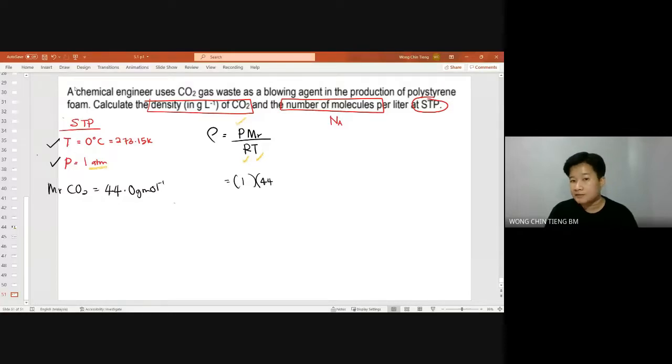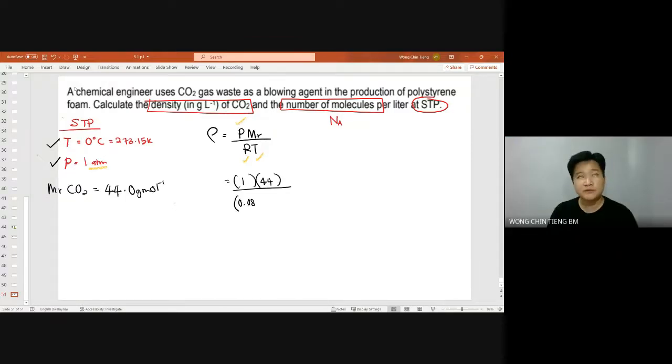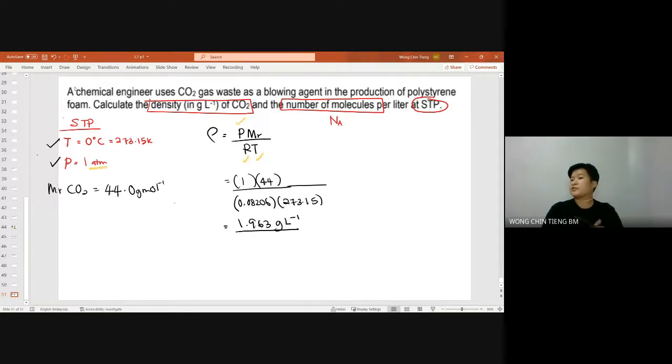So, substitute in all the value that you have. Your R that you use, 8.314 or 0.08206. Okay. Temperature, as we all agree, 0 degrees Celsius, 273.15. So jawapan yang kawan kamu dapat is a 1.963 unit gram per liter. Density daripada ideal gas equation.